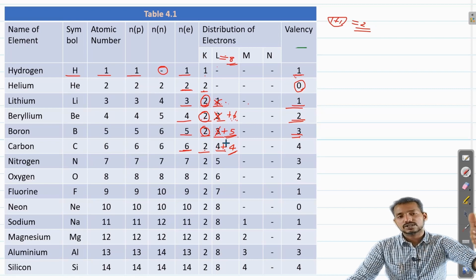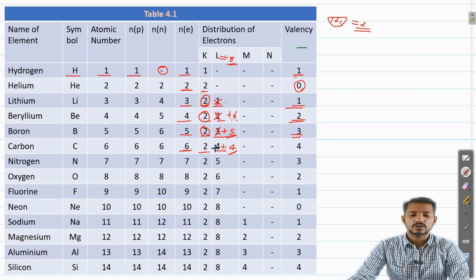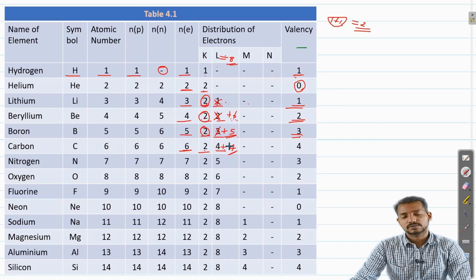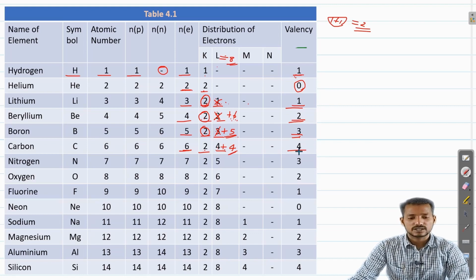It will share the 4 electrons of other atoms so that there will be 8 electrons in the outermost shell. So its valency is 4.